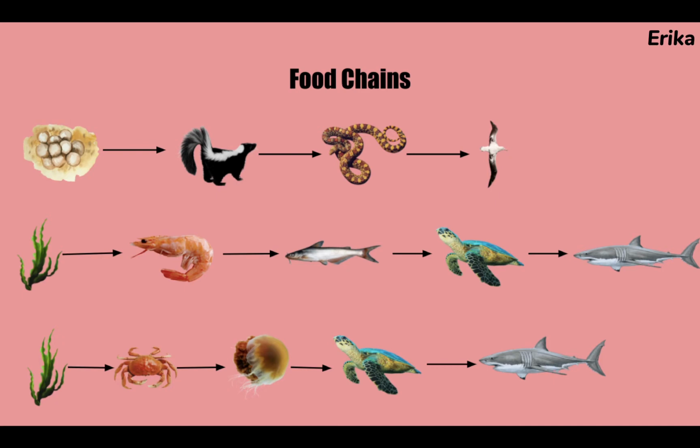The last one also starts with algae. Crabs eat algae, jellyfishes eat crabs, then turtles eat jellyfishes, and sharks eat turtles. The arrows demonstrate the way energy transfers.